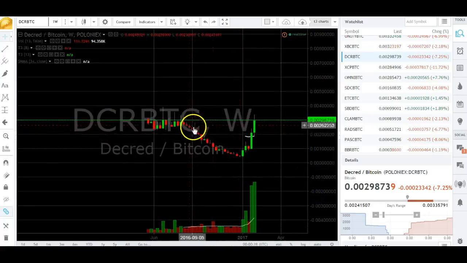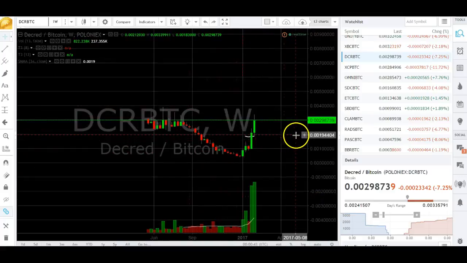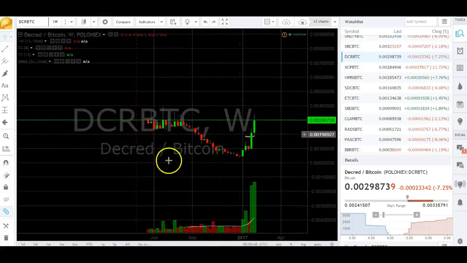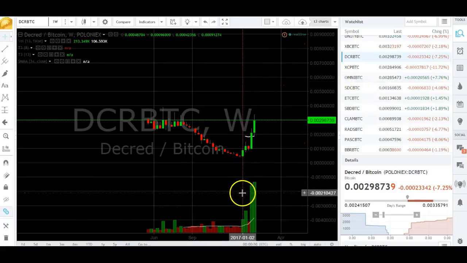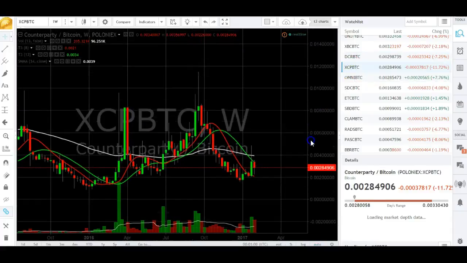Nice weekly chart. Huge V bottom right across the 34. Very young, decreed Bitcoin pair. Nice volume. Very good. Can't move without volume. Nice spike high. Came all the way back down, crossing that 8.